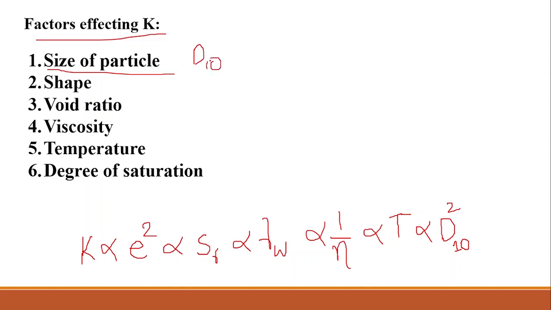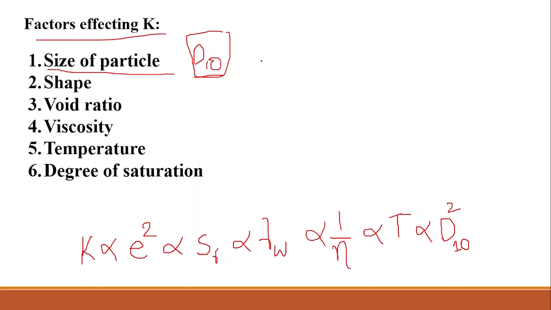For example, if you consider D10, at 10 percent finer, what is the size of the particles? That is nothing but D10. You have a curve. I hope you can see the particle size distribution curve video. It is already uploaded on my YouTube channel. Whatever the percentage finer, at that percentage you have a grain size. That grain size represents the D10, right?